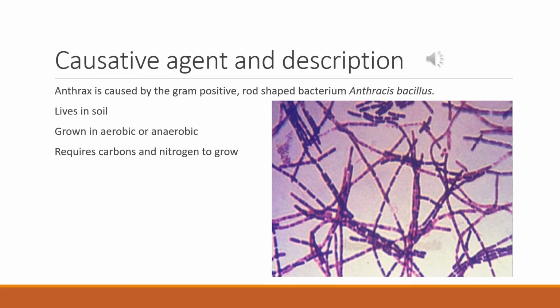Causative agent and description. Anthrax is caused by a gram-positive, rod-shaped bacterium known as Bacillus anthracis. Anthrax lives in the soil. It grows in aerobic or anaerobic conditions. It requires carbon and nitrogen to grow.